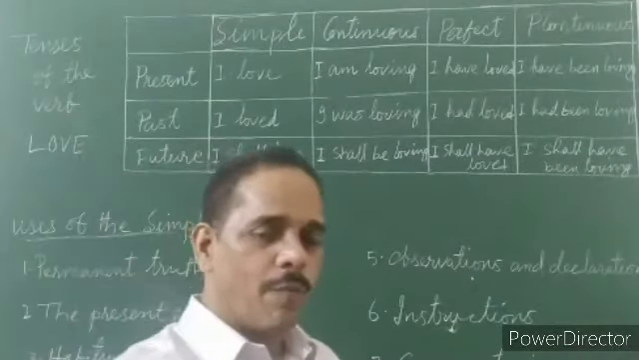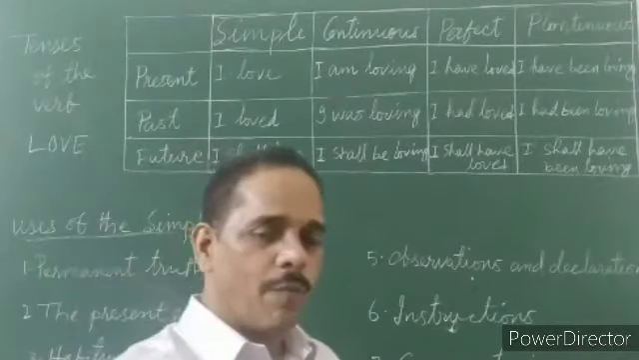So the formula is subject plus V1. And for continuous form, it is subject plus is, are or am plus the ing form of the verb. If it's I, along with I we use am. If it's singular, we use is: he is. If it's plural, we use are: they are.